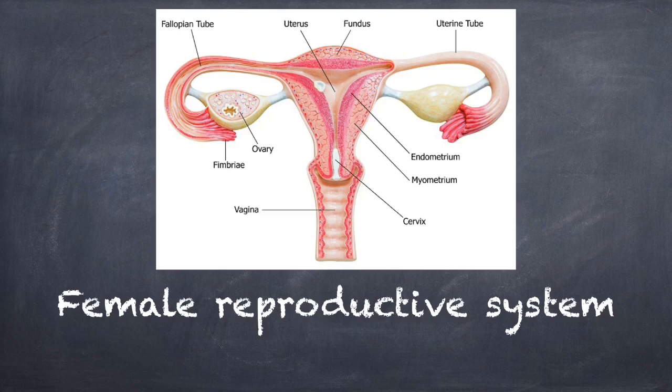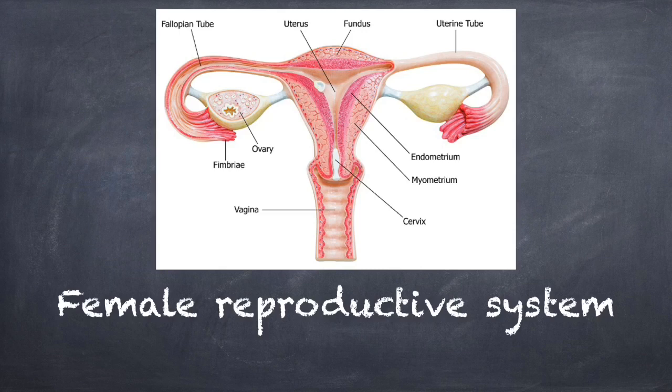Vagina, fibrous muscular canal leading from the cervix to the external portion of the genital canal. The penis enters the vagina during sexual intercourse. Cervix, it is the opening of the uterus. This strong, narrow structure expands to allow the sperm to flow from the vagina into the uterus.